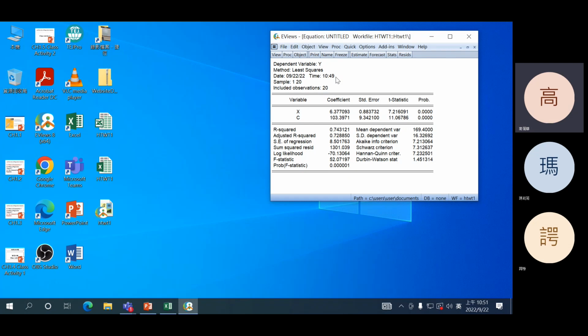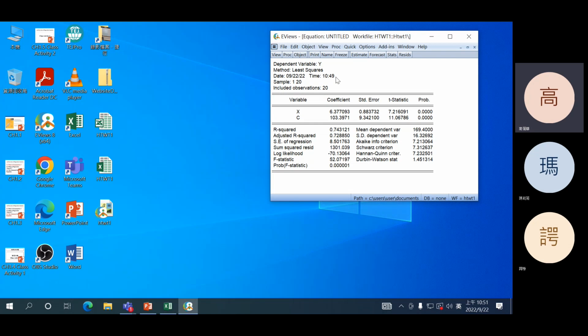Okay, so do not copy others. I'm trying to say this because it happens to students: they just copy other students' homework. There's a sample from 1 to 20, included observation 20. I think this information is very important to all of you, right?